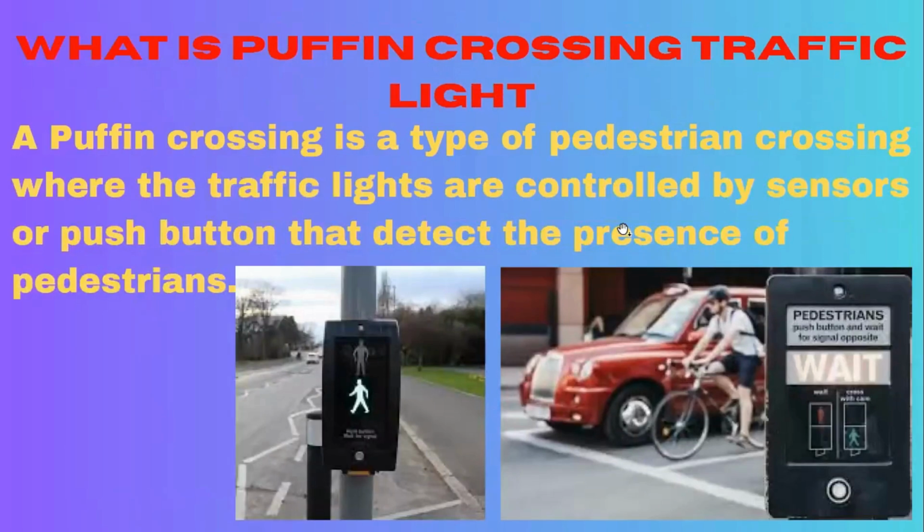So a Puffin crossing is a type of pedestrian crossing where traffic lights are controlled by sensors or a push button and detect the presence of pedestrians. In European countries, American countries, Australia, and New Zealand, you will find this type of system. All right, okay.